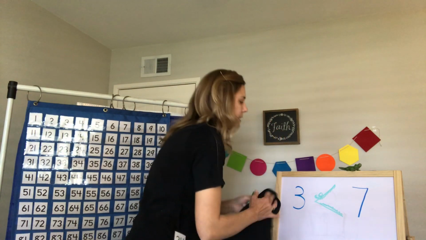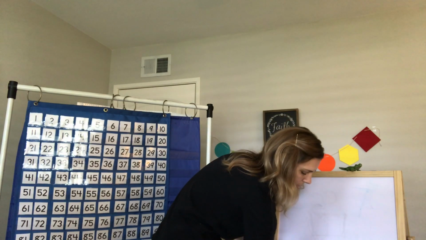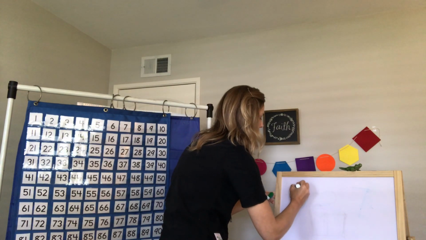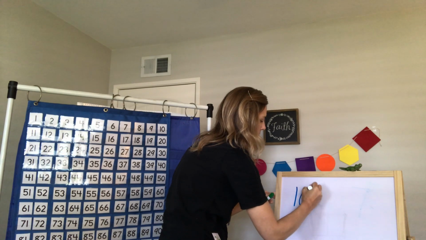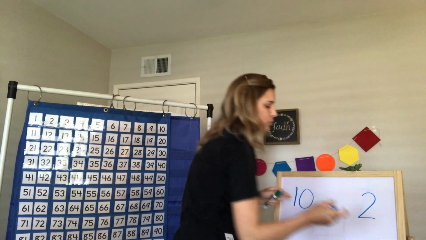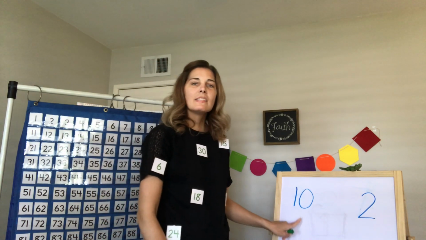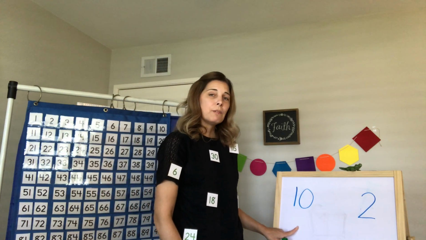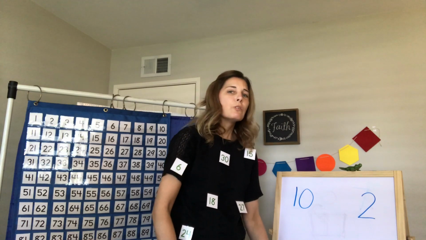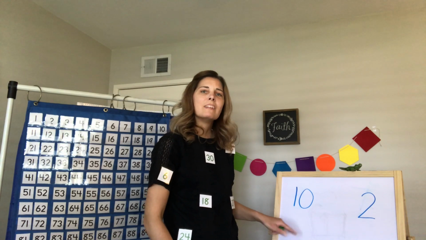So if I erased this example, and this time let's try two different numbers. I'm going to try the number 10 and the number 2. Now remember, we always start on the left. So let's look at this number. Is 10 bigger or smaller than the number 2? It's bigger than the number 2, isn't it? So which number does our hungry alligator want to chomp? He wants to chomp the number 10.